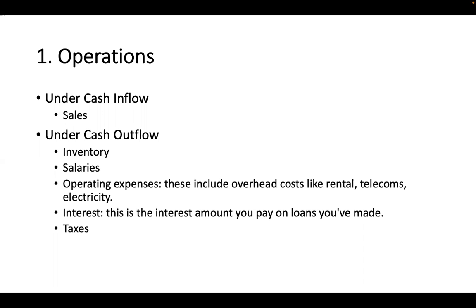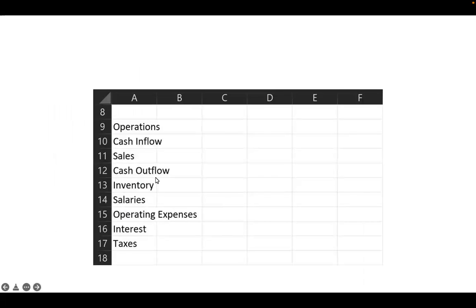Operating expenses, these include overhead costs like rents, telecoms, and electricity bills. So if you are paying some rent, office rent or warehouse rent, and telecom bills, telephone bills, electricity bills, these will come under the operating expenses, under overhead costs. Interest, this is the interest amount you pay on loans you have taken. If you have some liability through loans and you are paying interest on it, this is our cash outflow. The money is getting out of our hands, and any taxes you are paying will come under the cash outflow category. So this is how it would look.